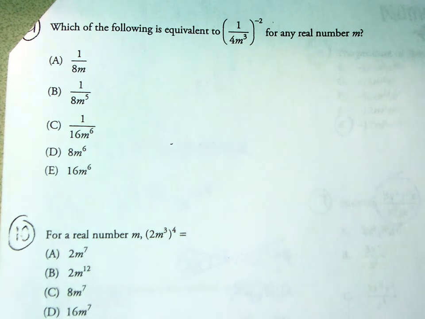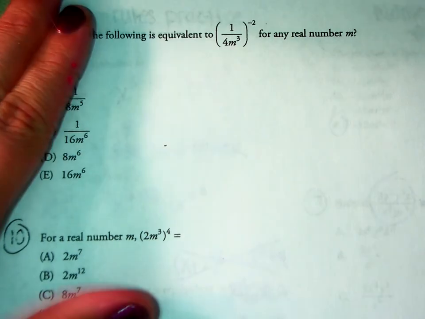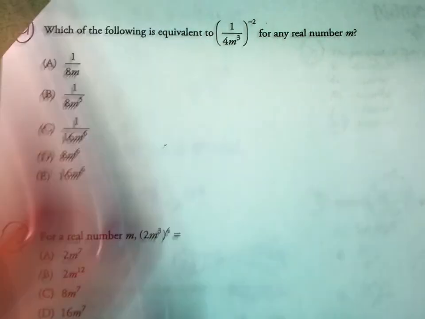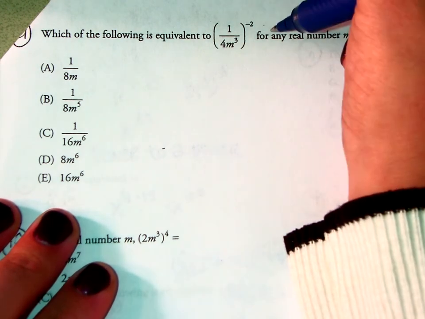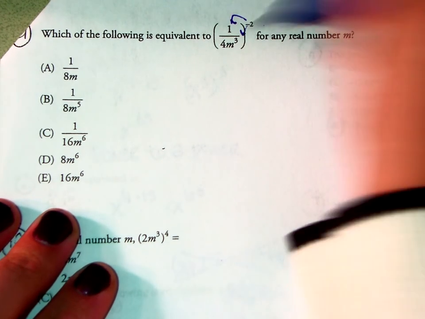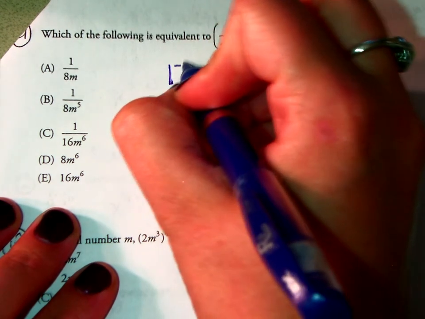So it says, which of the following is equivalent to 1 over 4m to the 3rd raised to the negative 2? So this is such a great problem. I'm excited to do this. Super nerdy. All right, so whenever you have a fraction raised to the exponent, everything gets raised. So we all know that. So this is going to be 1 to the negative 2.